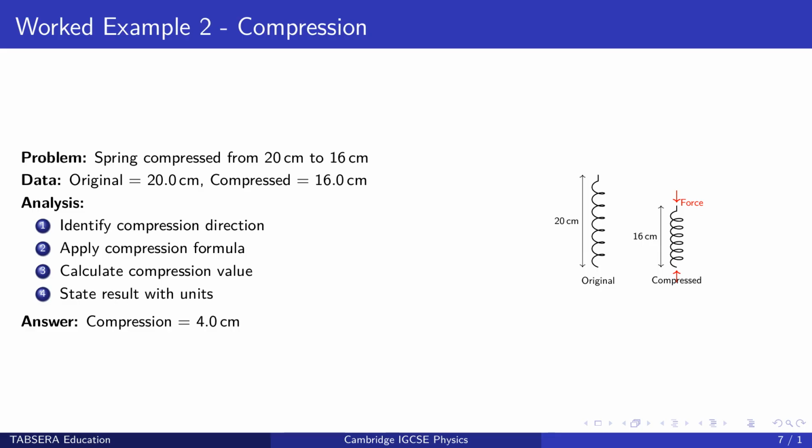Second, apply the compression formula. Compression equals original length minus compressed length. Third, calculate the compression value. 20.0 minus 16.0 equals 4.0 centimeters. Fourth, state the result with units. The compression is 4.0 centimeters.